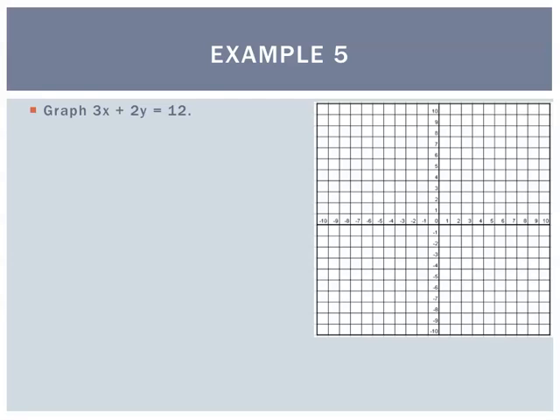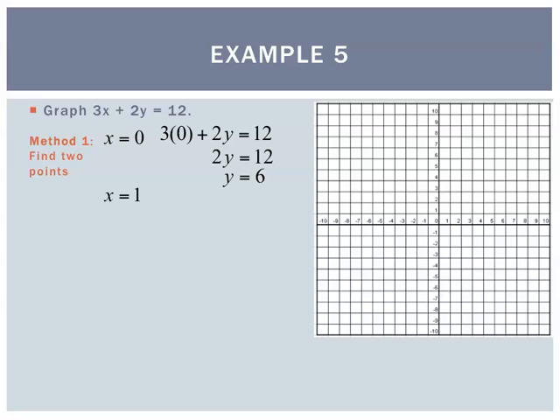So in the first method, you find 2 points. For example, you take x equals 0, plug 0 in, and solve for y. So we have 0 plus 2y equals 12. Divide by 2, we get y equals 6. So we have a point at (0, 6).